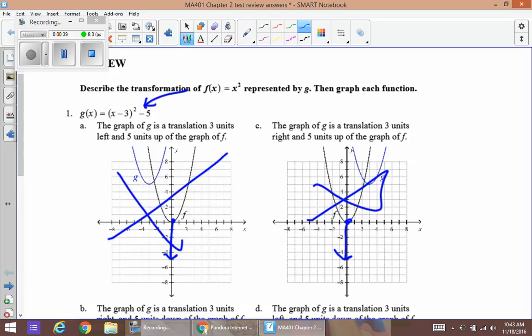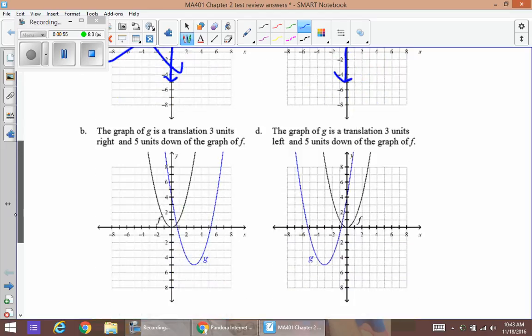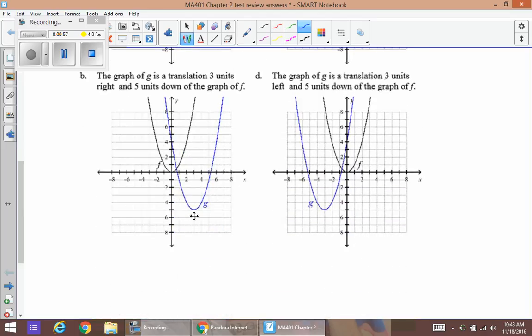Okay, now before I scroll down, since I'm going to lose my screen here, this one, with the minus in there, you're thinking like the opposite of what you see. So don't go left. Nope, don't do it. You're going to go to the right. So we're going to go down 5 and to the right 3. So see, both of these went down 5. But this one went to the right 3 units. And so this is our answer choice.